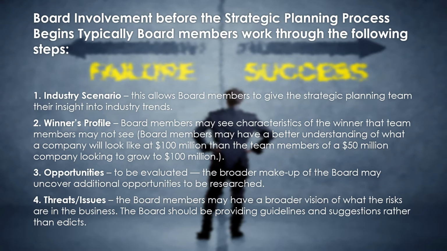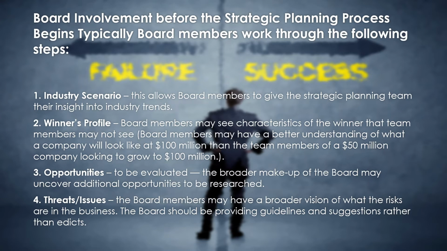So, board involvement before the strategic planning process begins. Typically, board members work through the following steps. The first is industry scenario, which allows board members to give the strategic planning team an insight into the industry trends. The second is winners profile. The board members may see characteristics of the winner that the team members may not see. Board members may have a better understanding of what a company will look like at $100 million than team members of a $50 million company looking to grow to $100 million.